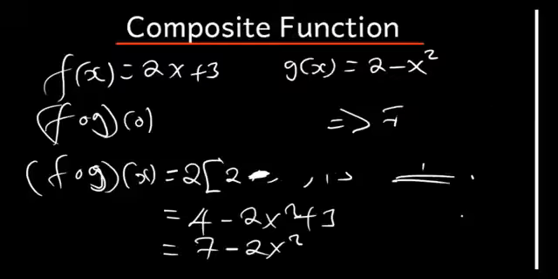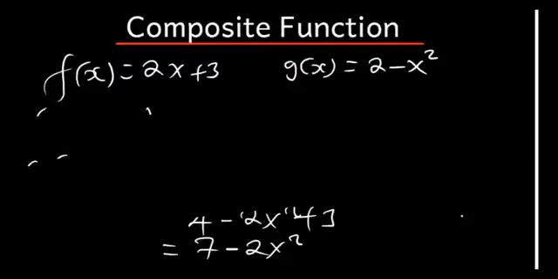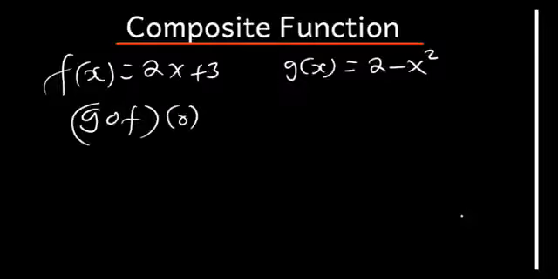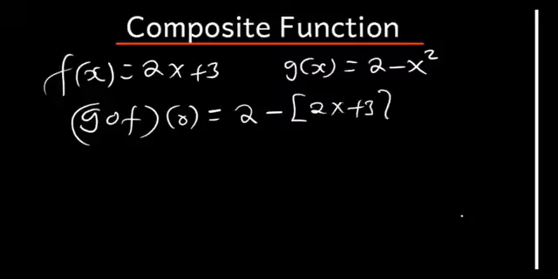Okay. Now, what if they ask us to find g of f of 0? They ask us to find g of f, then we find 0. So we find first g of f. In the function of g, where there is x, we are going to put f. G is 2 minus x squared. Now where there is x, I have to replace it with what? 2x plus 3. That is f now. So it's going to be 2 minus, I'm going now to put this in brackets, 2x plus 3, then I have to square it.